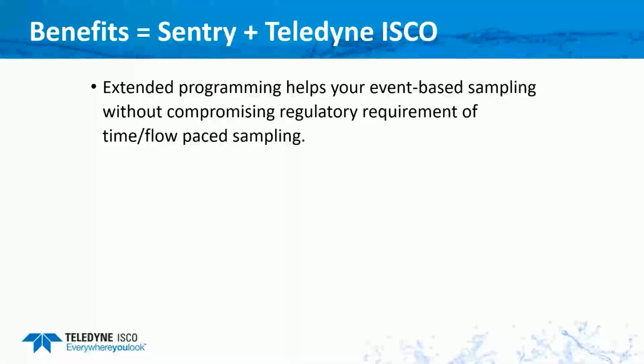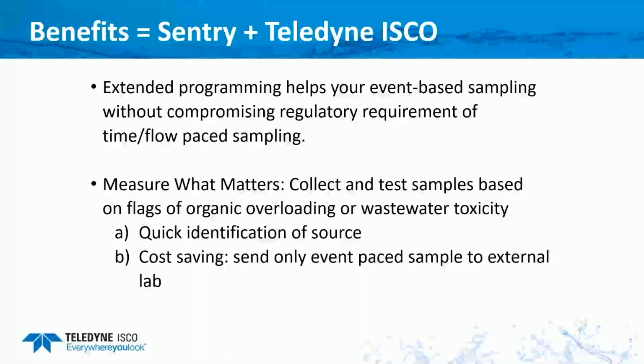But as Steve explained, if we use two-part programming, you can use one sampler for both purposes. You can use extended programming that can help you with event-based sampling also, without compromising the regulatory requirement of time or flow pace. It all depends on what your regulatory requirement is, but you can continue doing that. Or if you don't have time or flow base, you can continue using only event-based sampling. But I just would like to explain that our samplers are capable of meeting both requirements. And the benefit you are getting with this is that it measures what matters.